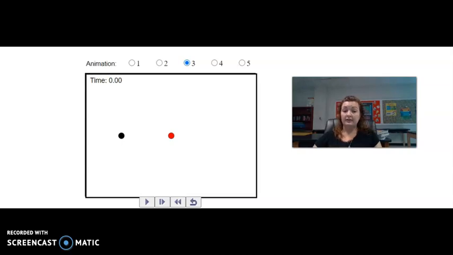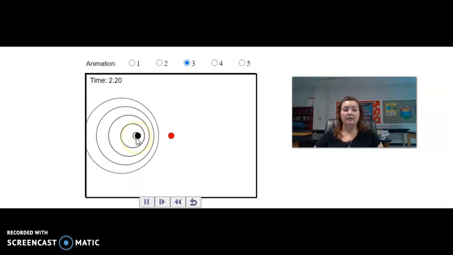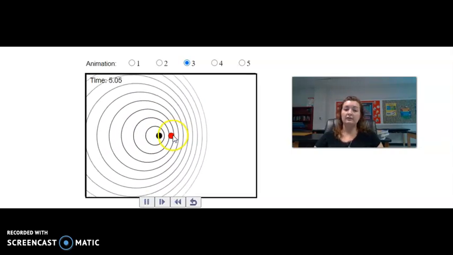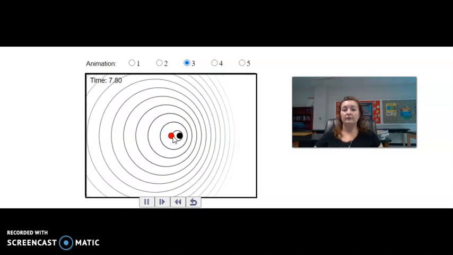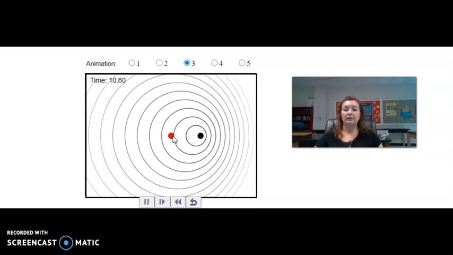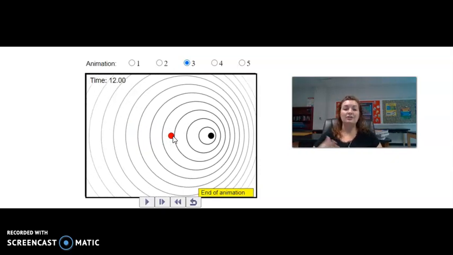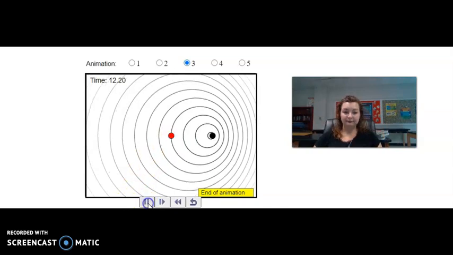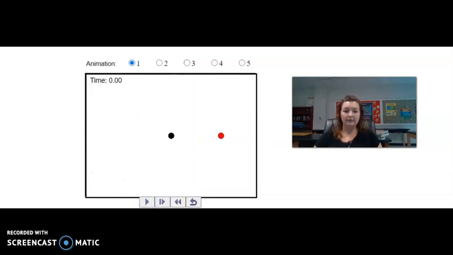Okay, so in this simulation, we have two dots. One is representing the object that is producing a sound wave in this case, and the other one is the observer. So let's push play and see. The black one is producing a sound and it's coming towards the red dot, which is the observer. Now we're going to play this again because I want you to notice the wavelength and how it changes from when it's approaching the red dot to when it is behind the red dot. So let's go back and replay this.